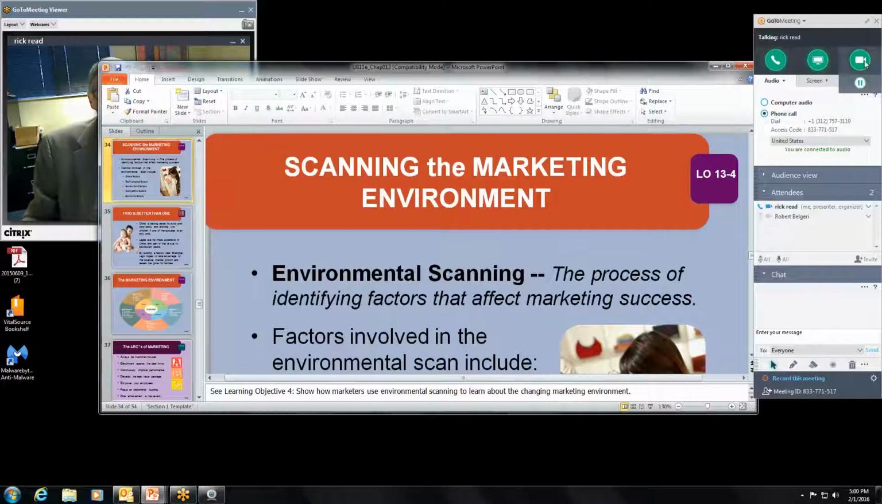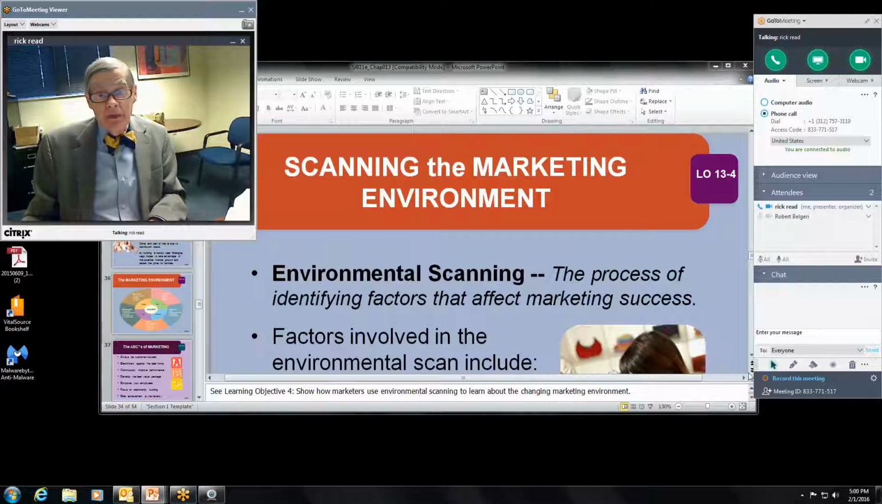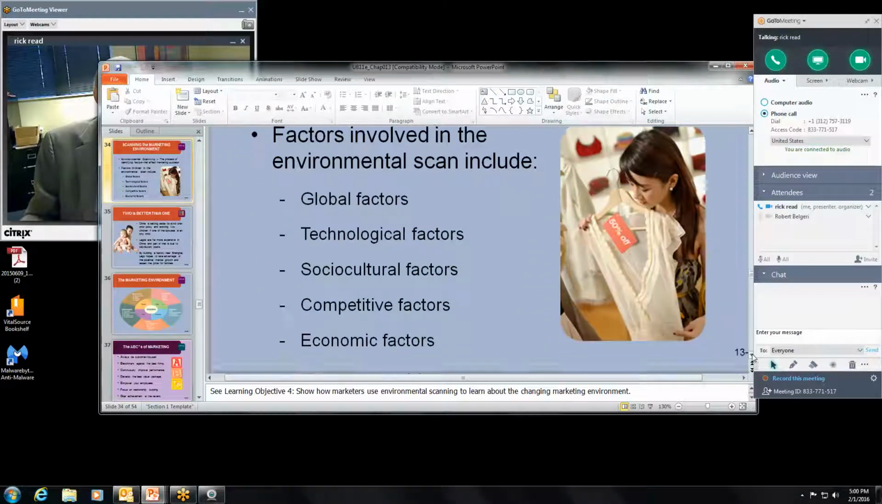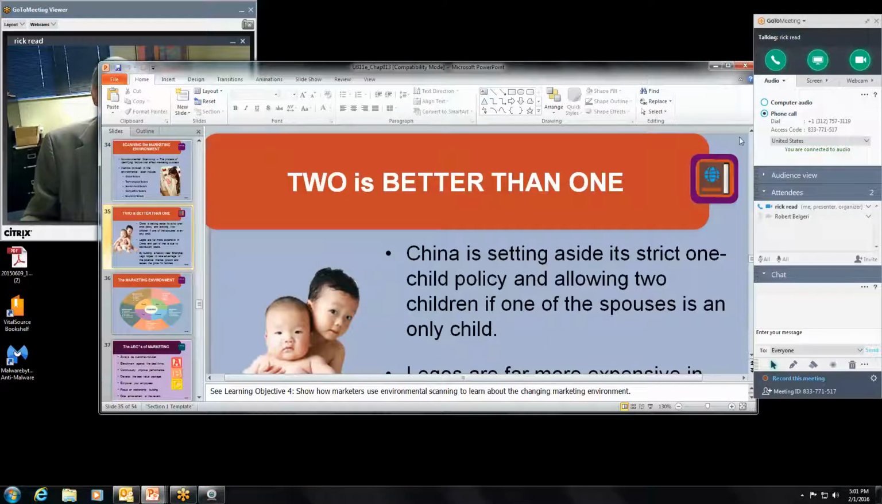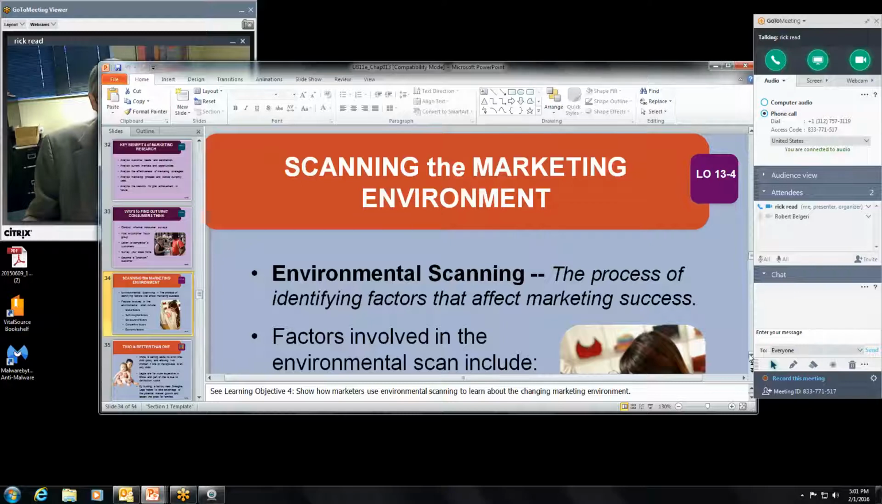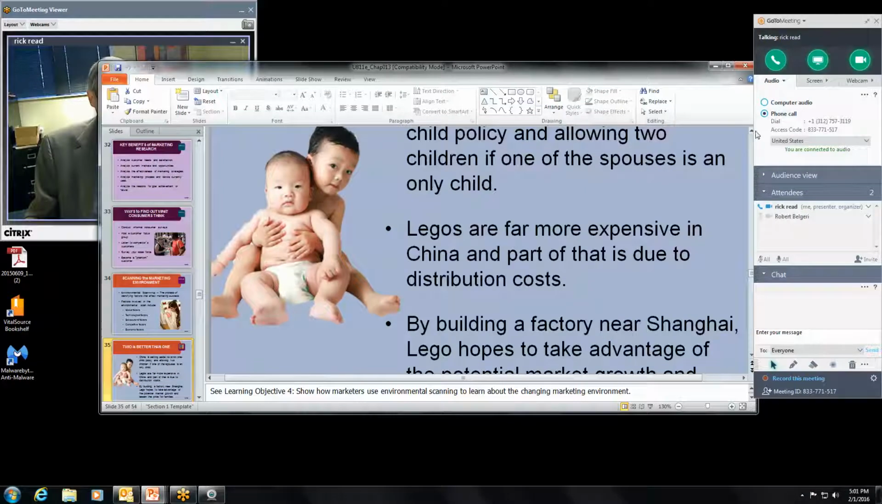We need to scan the marketing environment. Environmental scanning helps us figure out what affects marketing success. This is what's involved. Excuse me, I went too far with my slide. I beg your pardon. And these are the things that are involved: global factors, technological factors, socio-cultural, competitive. We'll talk about some of these as we go down the line here.